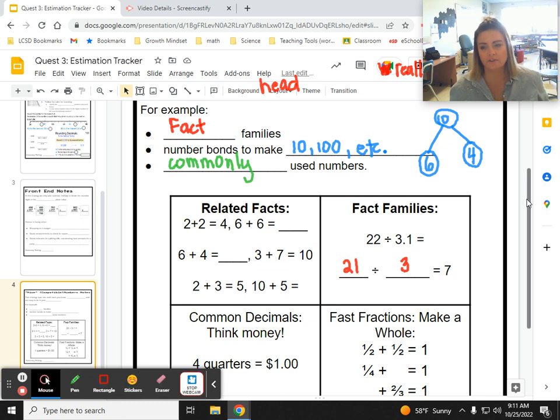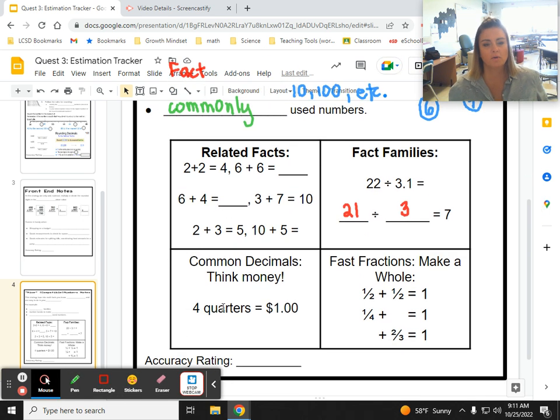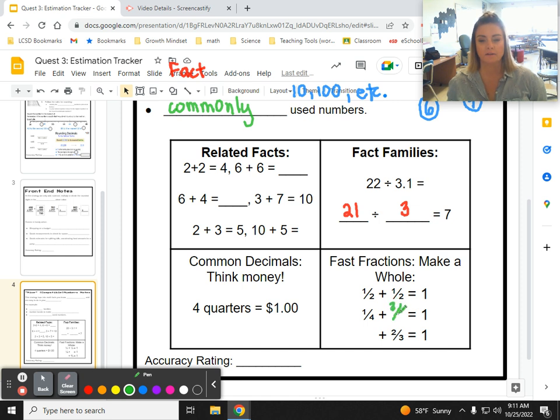The notes for that are at the bottom here. So commonly used numbers. If you think about money, 4 quarters makes $1. So I would see $1 and I'd be like 25, 25, 25, 25. I use that a lot in my life, so I kind of know that. Or fast fractions, right? Fractions that make a whole: 1/2 plus 1/2, 1/4 plus 3/4, 1/3 plus 2/3. These are commonly used to make wholes.